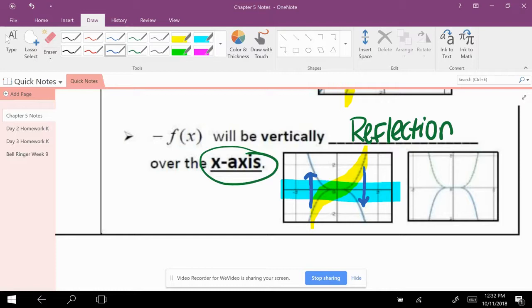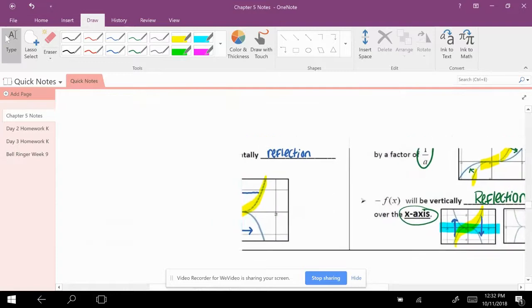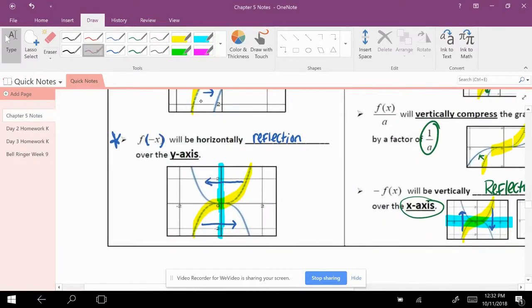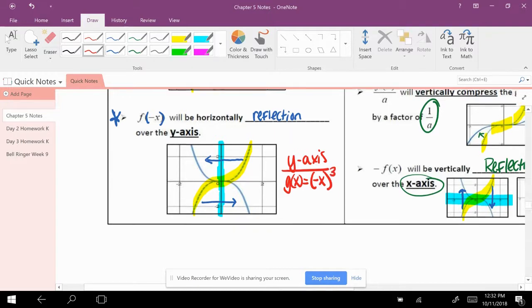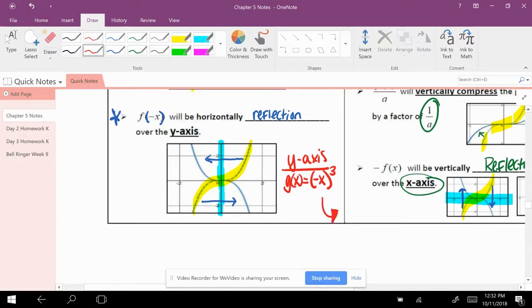I'm going to write something important here next to each other. Make sure you write this down and you're paying attention. You can see the difference between the two. Reflecting over the y-axis, you're going to have something like g of x is equal to a negative x inside the parentheses. Let's say cubed. The x-axis would be something like g of x is equal to negative outside the parentheses.